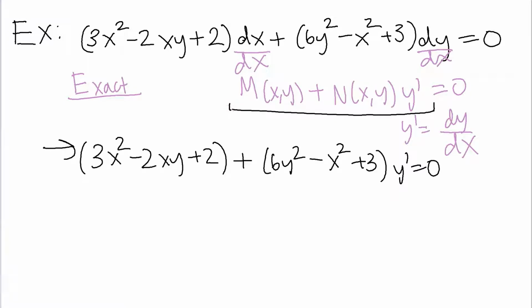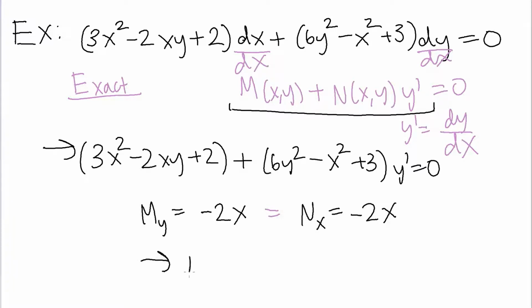And when we take the derivative of M in terms of y, we get negative 2x, and the derivative of N in terms of x equals negative 2x as well, and we see that these two are equal, so that in turn means it is exact. So that was just my really quick reiteration of showing that this equation is exact.